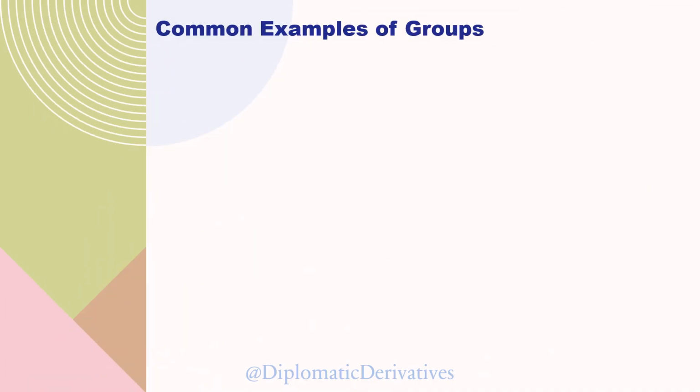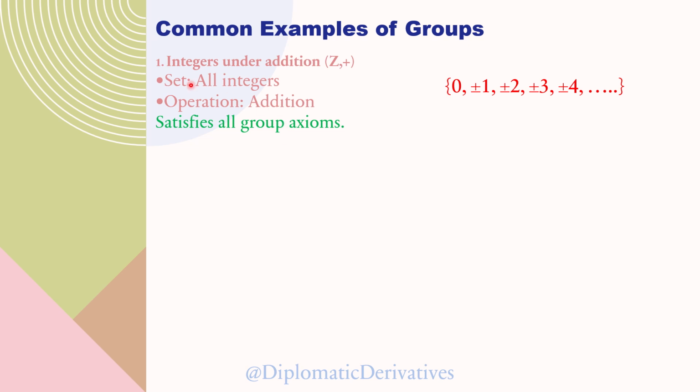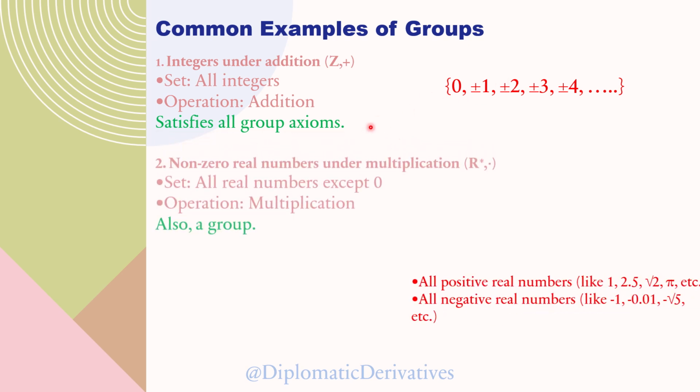Some of the common examples, very basic examples. We have the integers under addition. We do not see a plus over here on top of Z, therefore it's all integers. So we have 0, plus minus 1, plus minus 2, plus minus 3 and so on. Set of all integers, and the operation is addition. This plus over here tells us that the operation we're going to perform is addition. This set is a group under addition, satisfies all group axioms, therefore it's a group. We will be proving all of these things in the future videos.